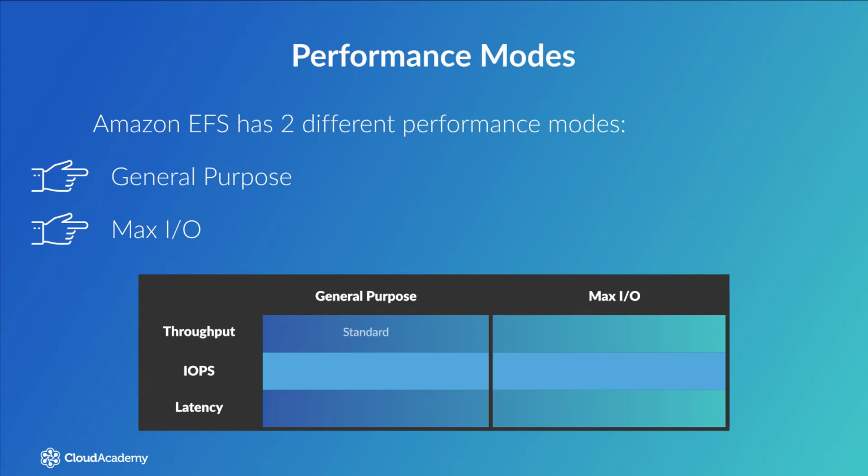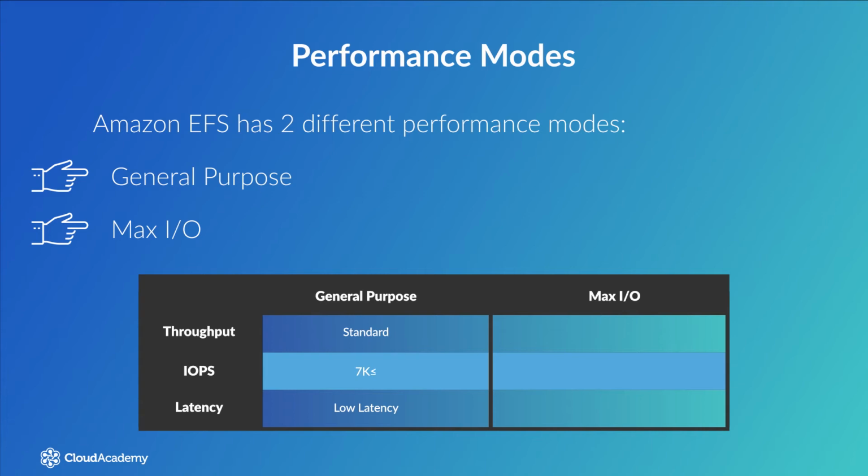Now, General Purpose is a default performance mode and is typically used for most use cases, for example, home directories and general file sharing environments. It offers an all-round performance and low latency file operation, and there is a limitation of this mode allowing only up to 7,000 file system operations per second to your EFS file system.